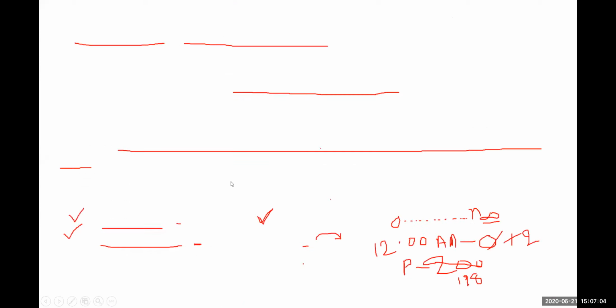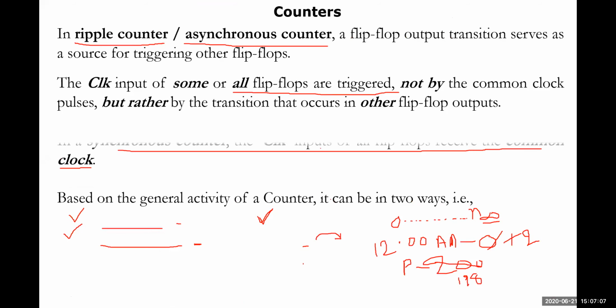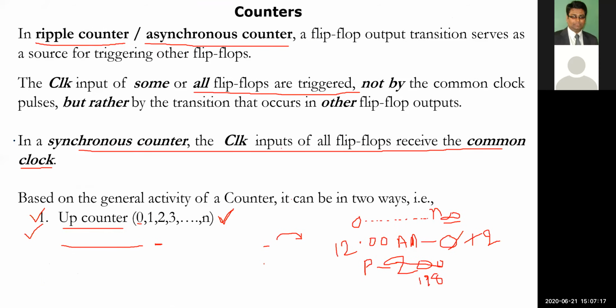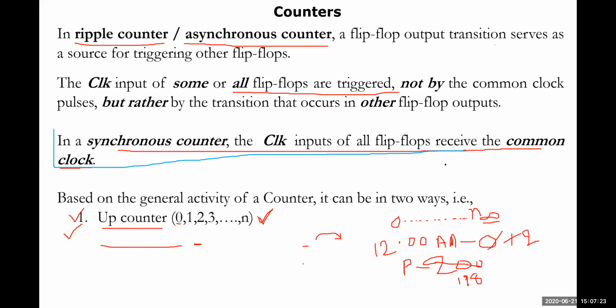Yeah, you can see synchronous counter and asynchronous counter here. We have taken these two, a ripple counter and a synchronous counter. Two different types of counters have been taken into consideration. As usual, here you need to understand the synchronous counter.